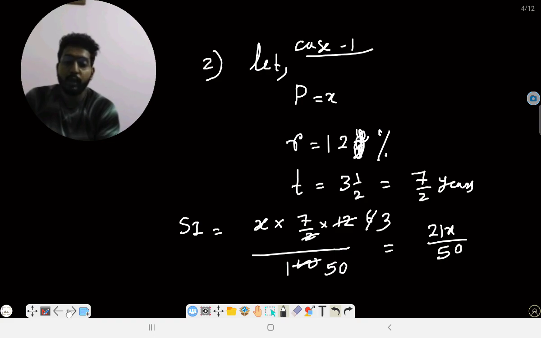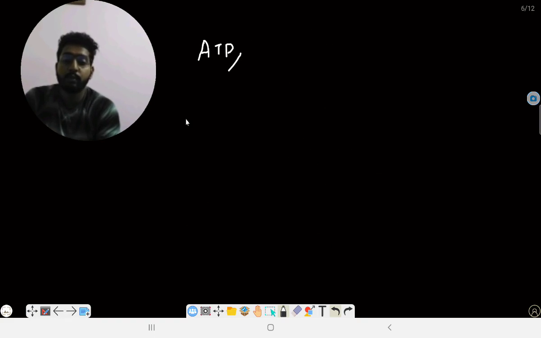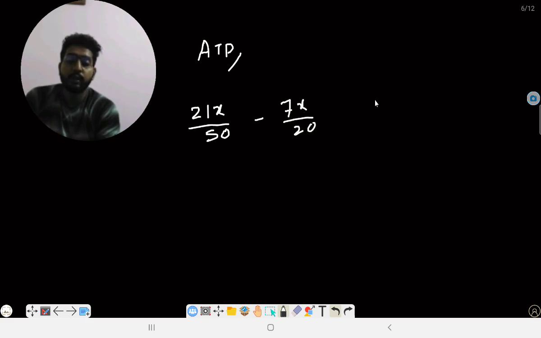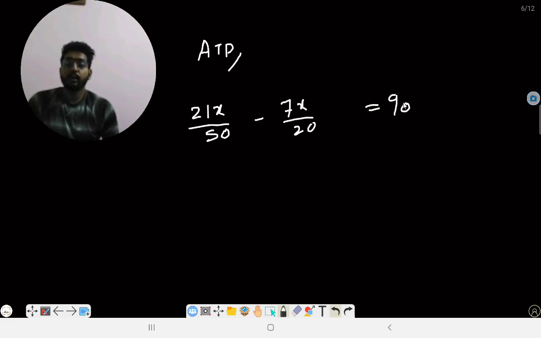The SI was 21x by 20, 21x by 50, 20x by 50. And in the second case, what is the SI here? 7x by 20. Now the difference given is 98, because the SI in the first case is 98 more than in the second case. So that means first SI minus second SI equals 98. Now from this you have to find the value of x.